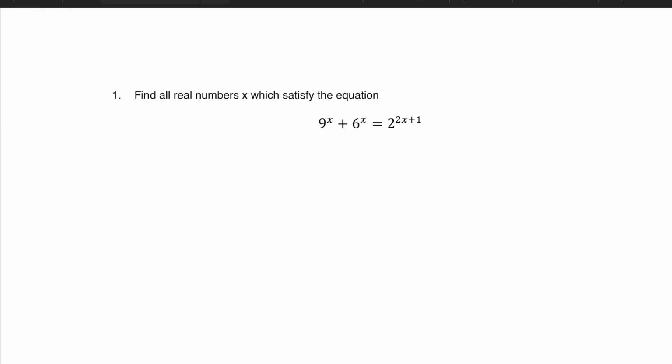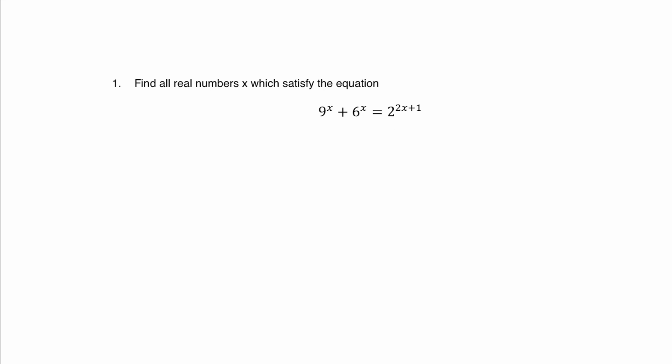Find all real numbers x which satisfy the equation 9 to the power of x plus 6 to the power of x equals 2 to the 2x plus 1. The first thing you should be able to notice is this equation uses numbers such as 3 to the x and 2 to the x.